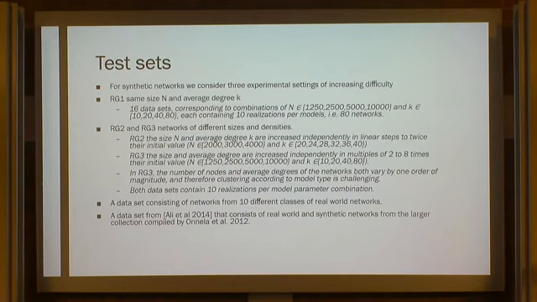Then I'm going to look at 2 sets, RG2 and RG3, where I'm going to vary the size and the average degree. In RG3, the number of nodes and average degrees in networks both vary by 1 order of magnitude. So I still want to be able to cluster by model type, but the model could be 1 order of magnitude bigger in both degree and number of nodes, or smaller.